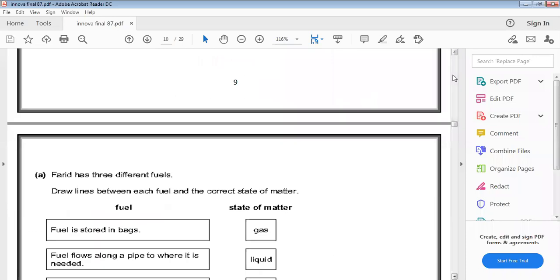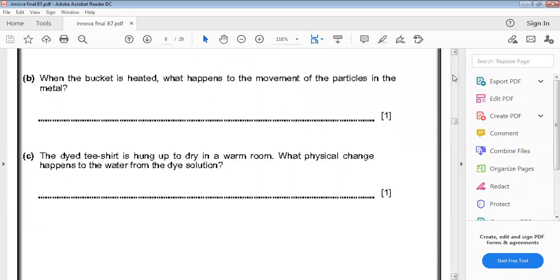Yes, here. Come on, question B. When the packet is heated, what happens to the movement of the particles in the metal? Gain more energy. Okay, and what happened to the movement? It will move faster, or vibrate more.